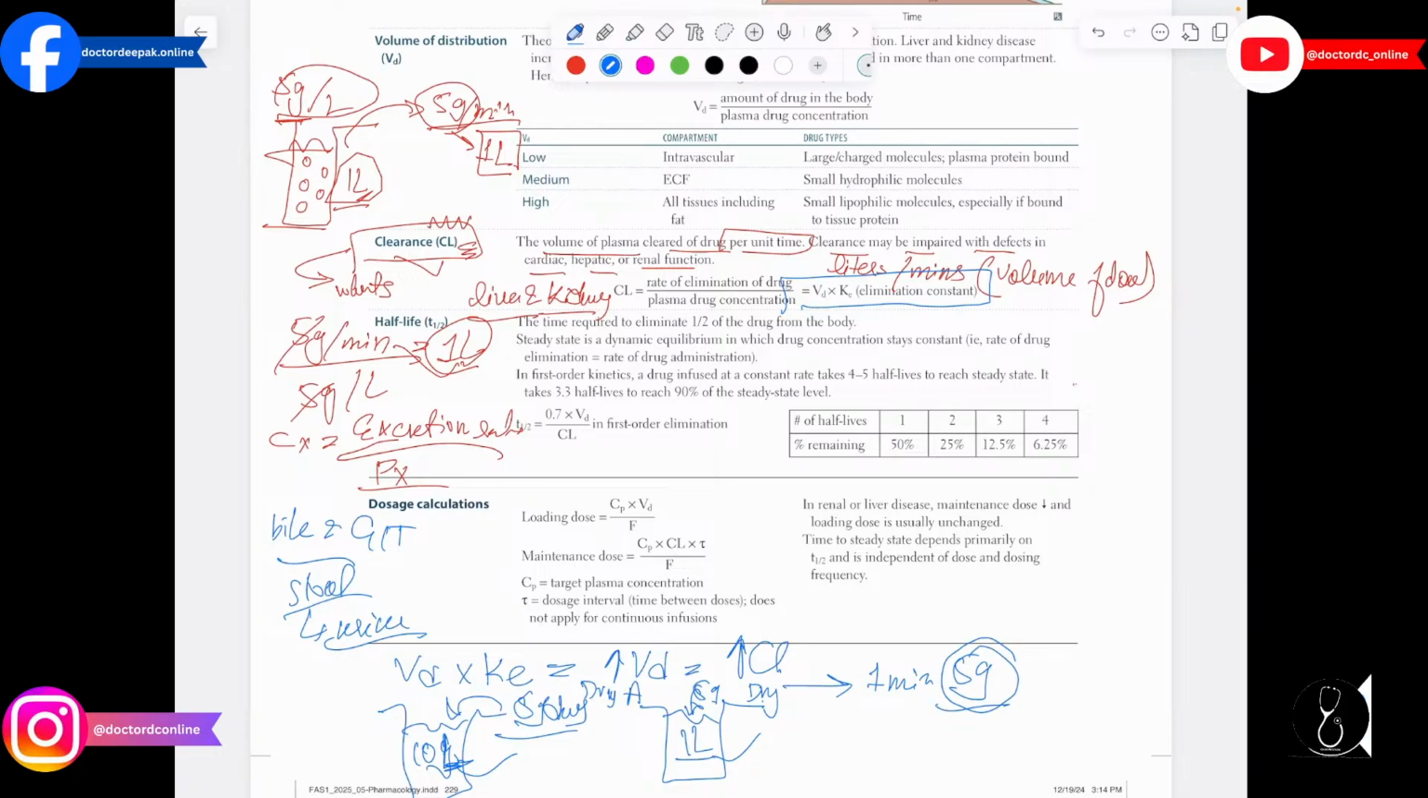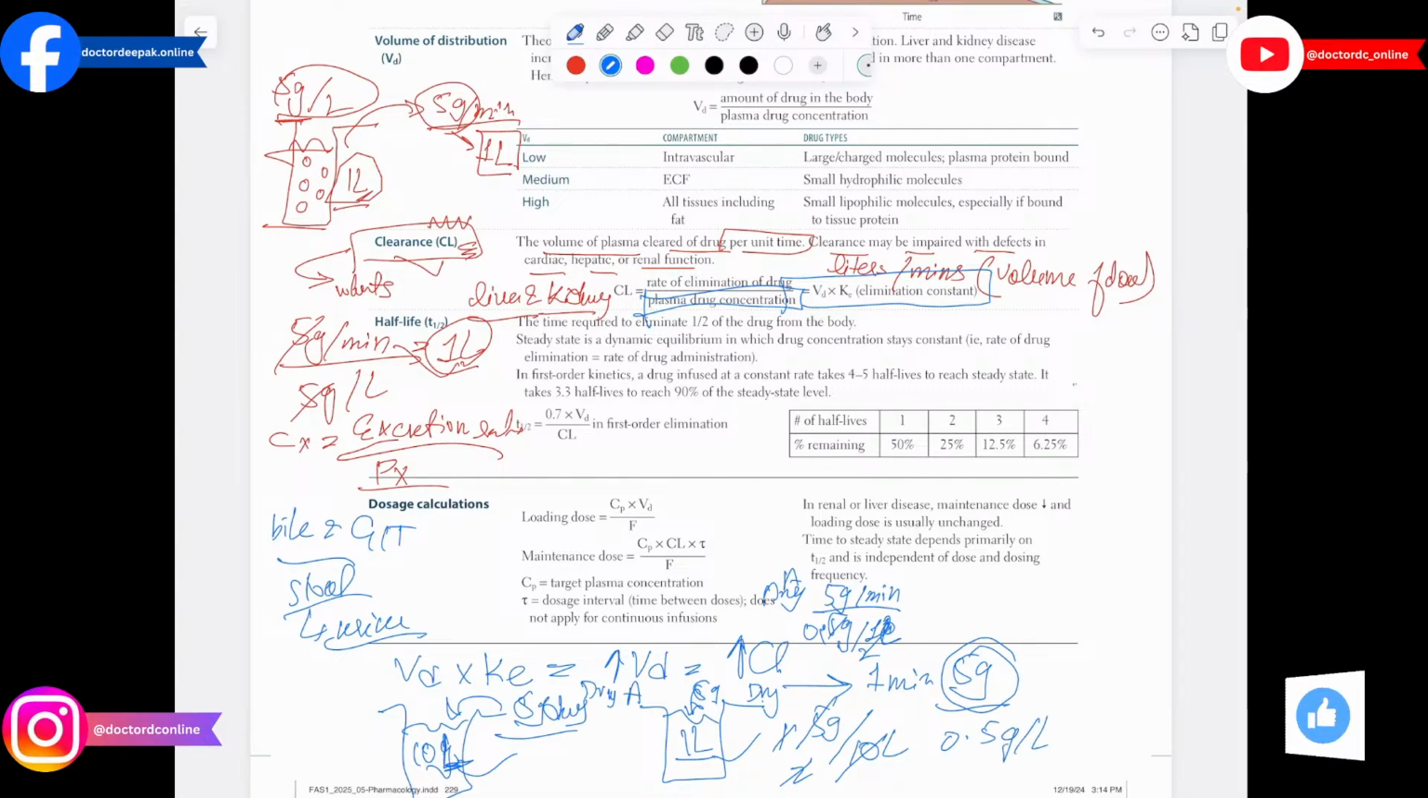According to the formula, for drug A we put the rate of elimination, 5 gram per minute, divided by the plasma concentration. Five grams in 10 liters, right? In the plasma drug concentration, we have to write per liter. So this is 5 gram in 10 liter, so it will become 0.5 gram per liter. So 5 gram per minute divided by 0.5 gram per liter, the answer will be equal to 10 liter.